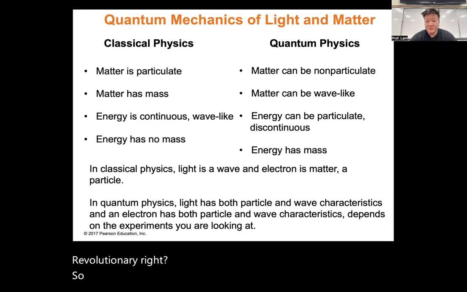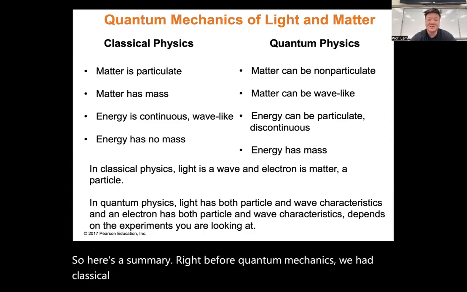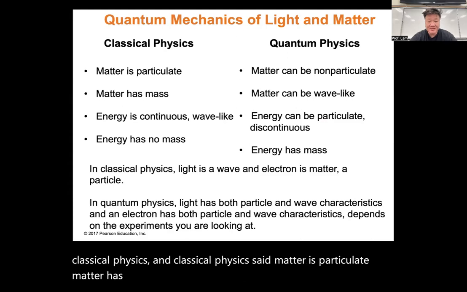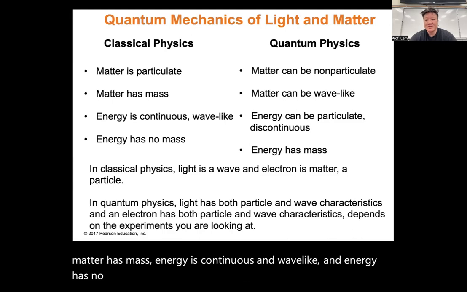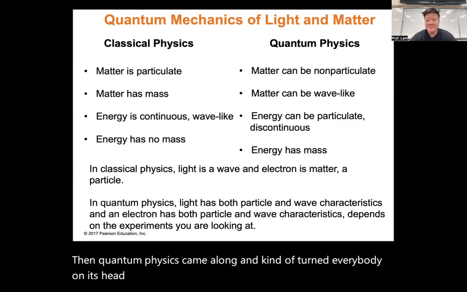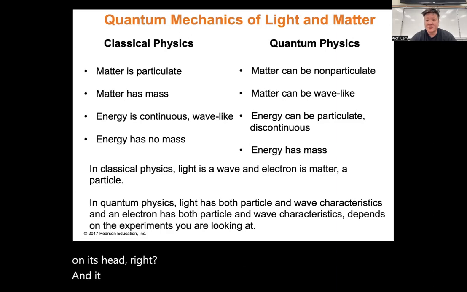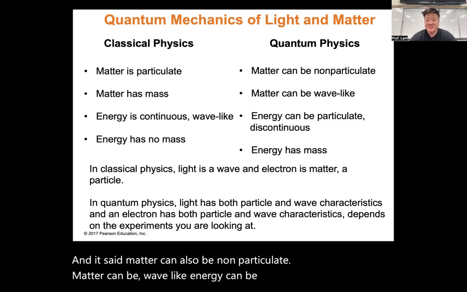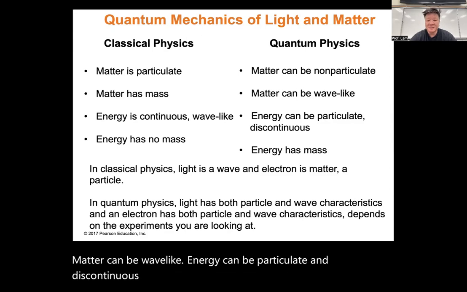So here's a summary, right? Before quantum mechanics, we had classical physics, and classical physics said matter is particulate, matter has mass, energy is continuous and wave-like, and energy has no mass. Then quantum physics came along and kind of turned everybody on its head, right? And it said matter can also be non-particulate, matter can be wave-like, energy can be particulate and discontinuous, and energy also has a mass, right?